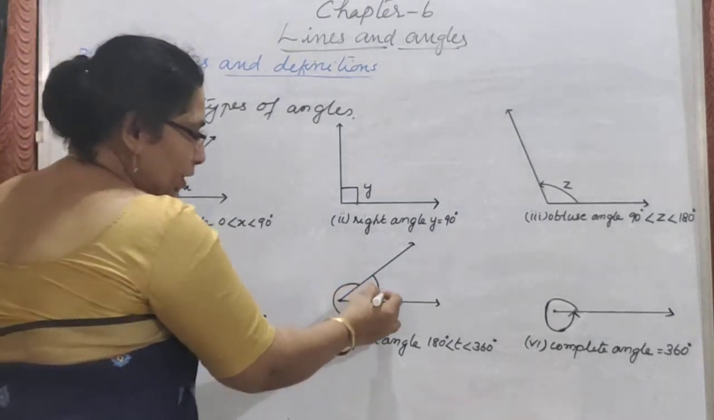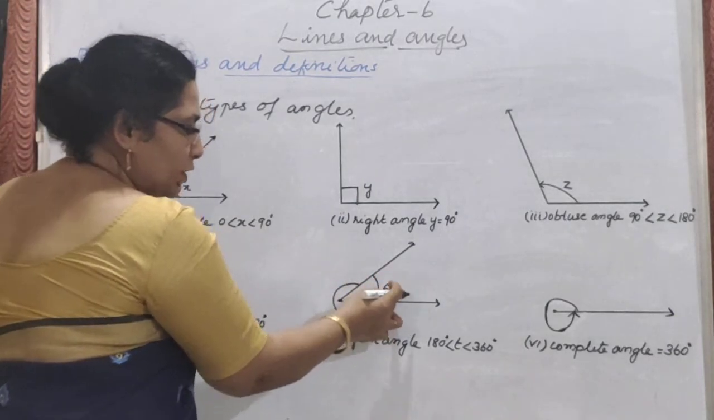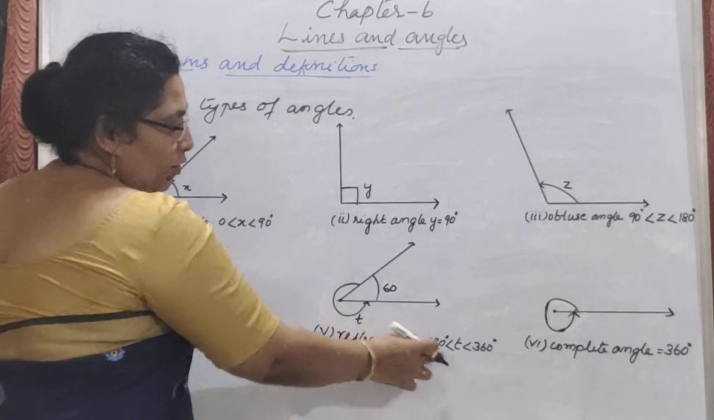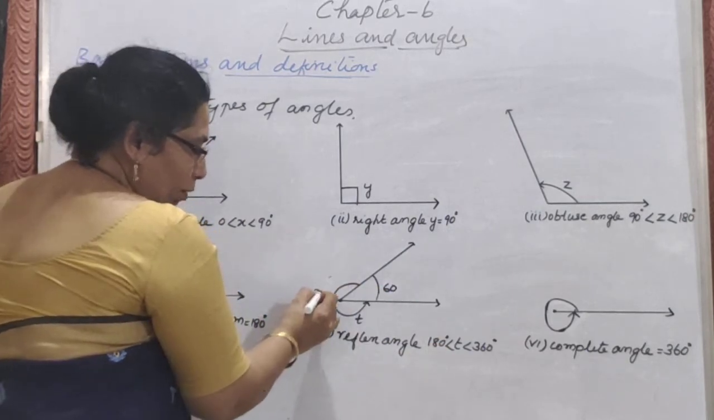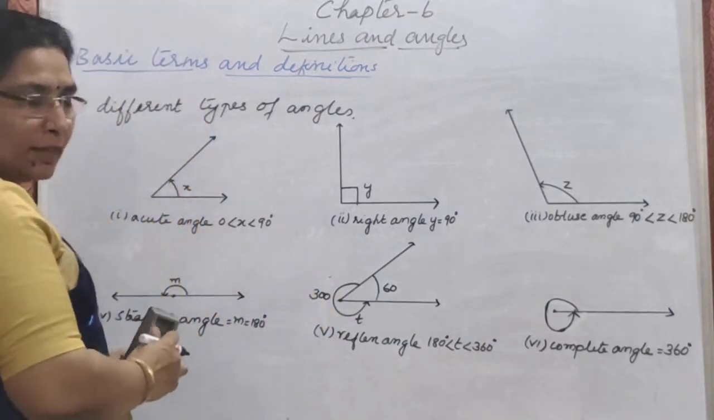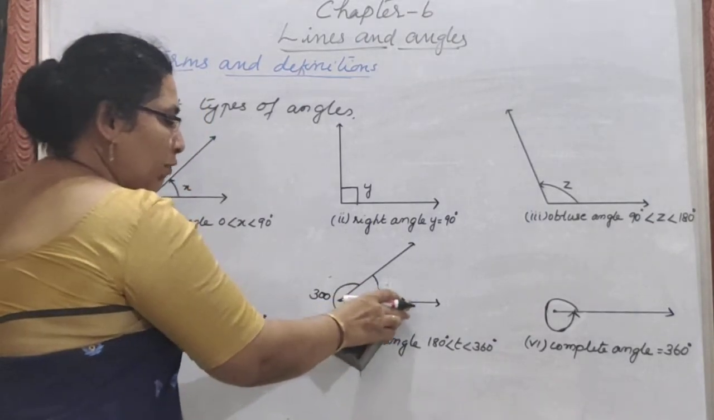Suppose you are having 60 degrees here, it may not look like 60 degrees. If the angle measurement is 60, then the reflex of 60 means 300 degrees. From the 360, we should subtract this angle. Then we can calculate the remaining value, that is 300 degrees, right? So like that we can calculate the reflex angle.